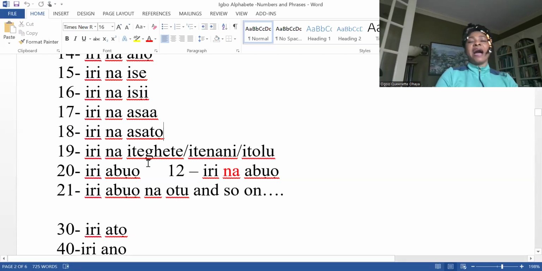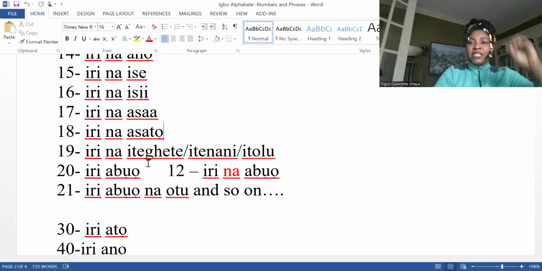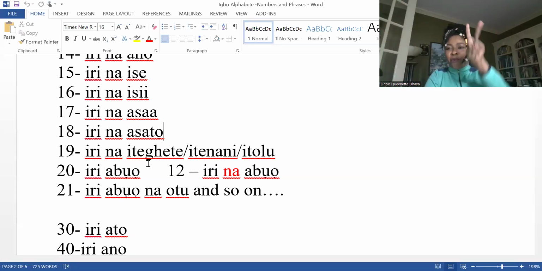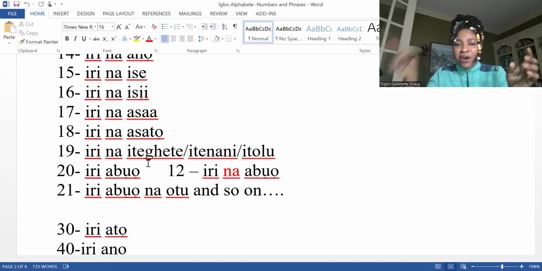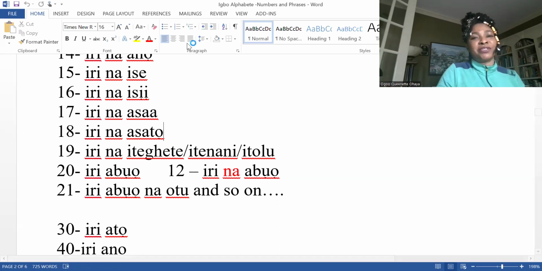Okay? Now, when you cross 19, which is iri na itoolu, then 20 will be iri abụọ, which is 10. Don't forget, iri, 10 means what? Iri. Now, 20 will be what? Iri abụọ. You see how the pattern goes. Now, I start plugging in the number again. Iri abụọ na otu. Iri abụọ na atọ. You see that?